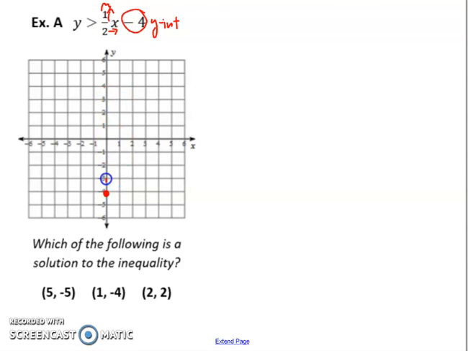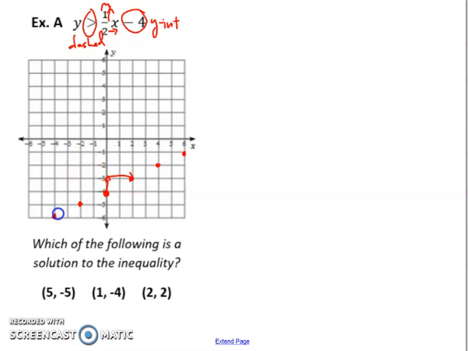So I'm going to go up 1, and to the right 2, there's another point. Up 1, over 2, there's another point. Up 1, over 2, there's another point. And just to go backwards, I could go down 1, to the left 2, and notice it keeps with my pattern. And now I look at my symbol before I draw my line. This is just greater than, and so it's going to be a dashed line.